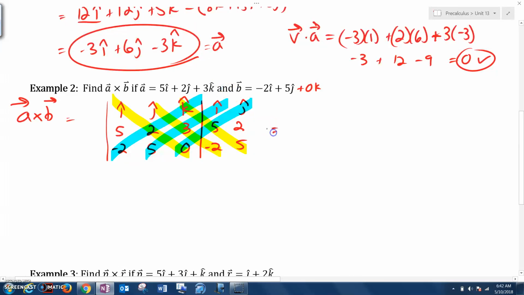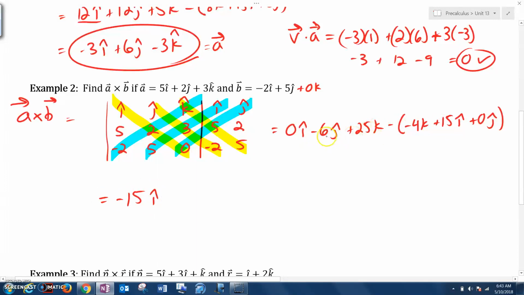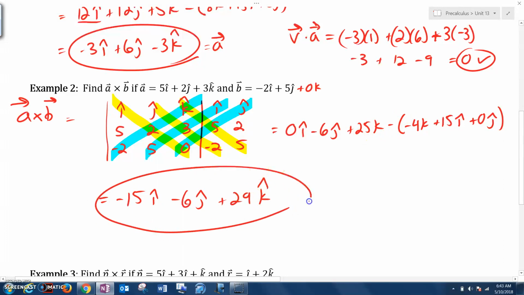So I get it's equal to 0i. I'll just put that down. Minus 6j plus 25k minus parentheses negative 4k plus 15i plus 0j. Okay. So we have that. So the answer is 0 minus 15, so negative 15 in the i direction. Negative 6 minus 0 is negative 6 in the j direction. And 25 plus 4 is plus 29 in the k direction. There's your cross product.